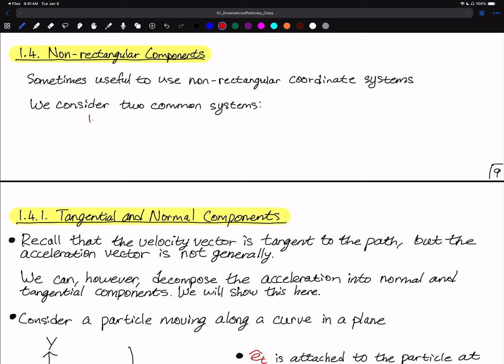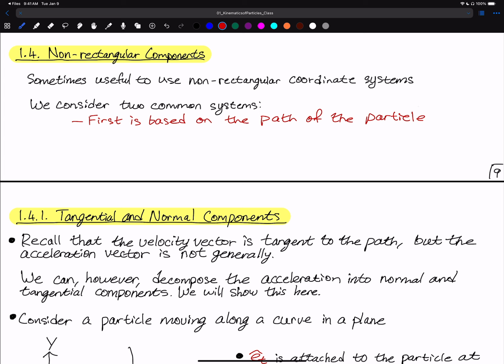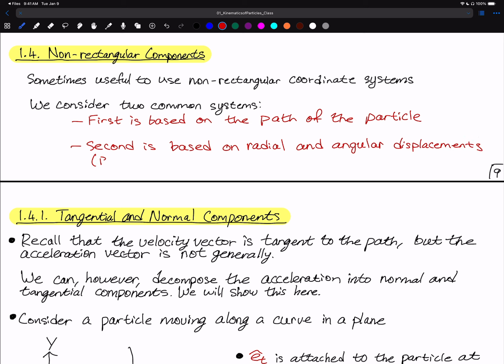The first is based on the path of the particle, and the second is based on radial and angular displacements, or polar coordinates.